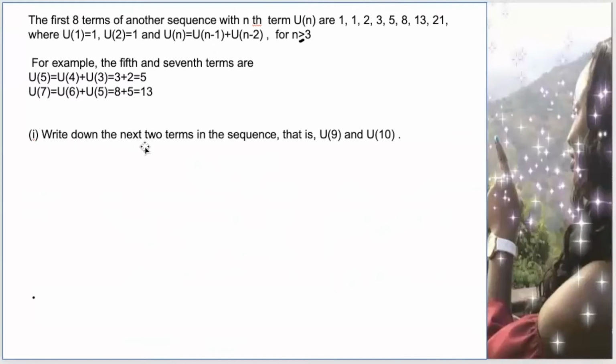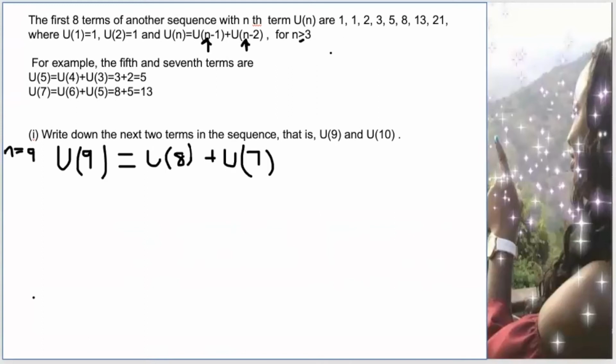Here, write down the next two terms in the sequence, that is u9 and u10. So let's look at u9. u9 is telling me that n is equal to 9. So what does that mean? I replace here with 9. So I have 9 minus 1, that's 8. So I will have u8 plus, replace here with 9, so we have 9 minus 2, that's 7. So that's u7. Let's look for u8. 1, 2, 3, 4, 5, 6, 7, 8. That's 21.